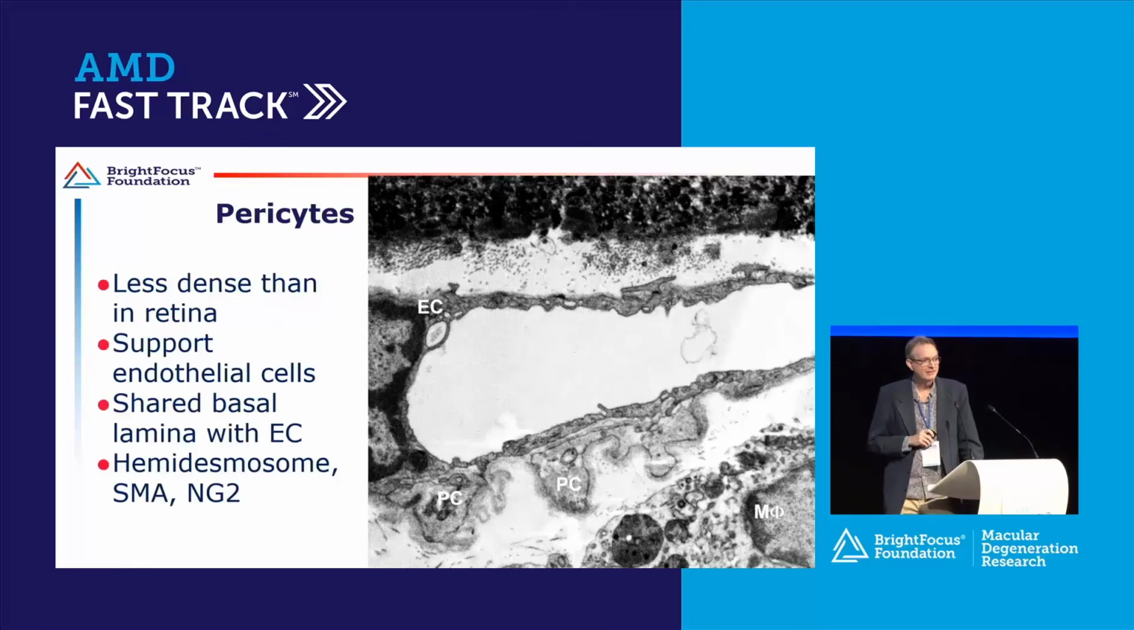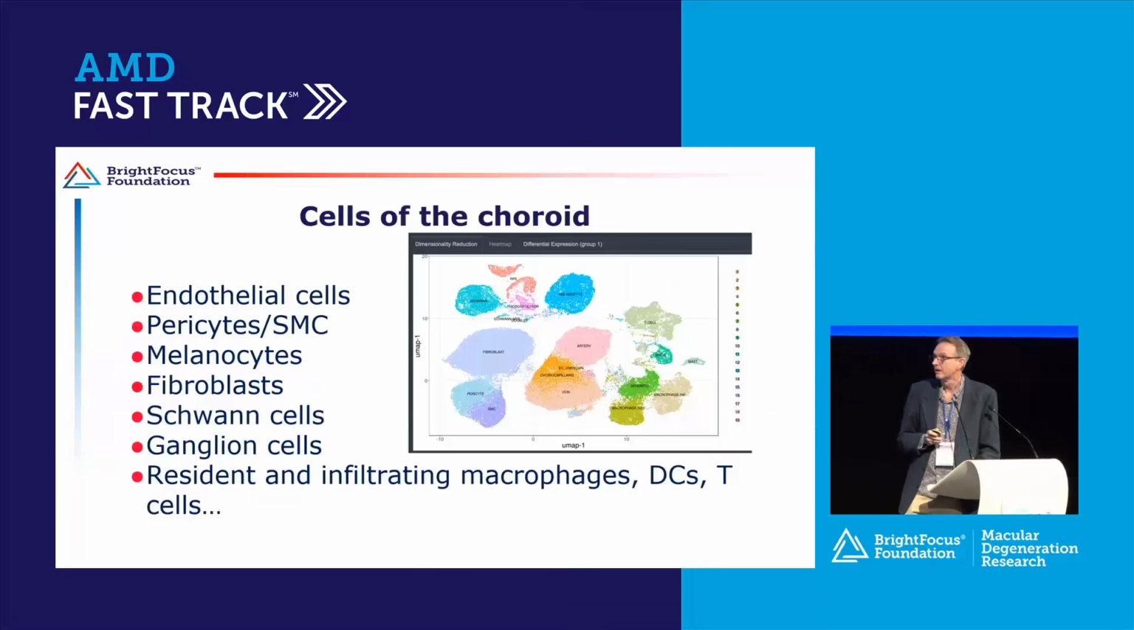In addition to endothelial cells in the choriocapillaris, there are pericytes. So these are the cells here. And they have some interesting features. They play a supportive role for the choriocapillaris endothelial cells. They have structures like these hemidesmosomes, which they adhere to the matrix. They share a basal lamina with the endothelium, and they have some particular markers which you can also use to follow them in single cell studies.